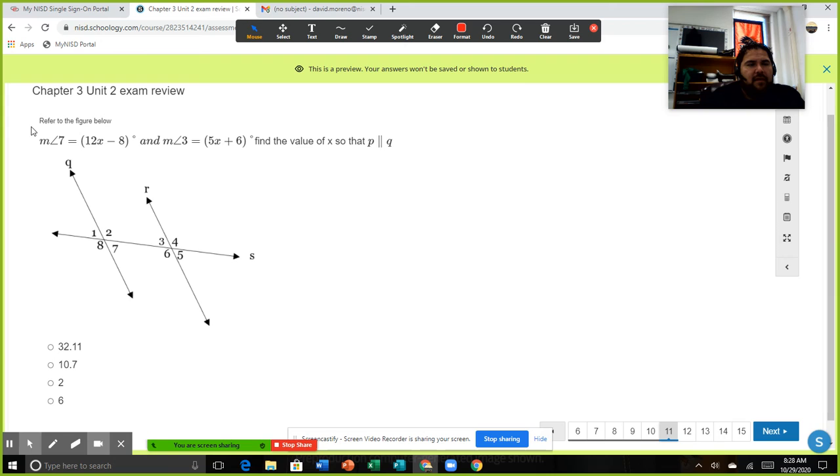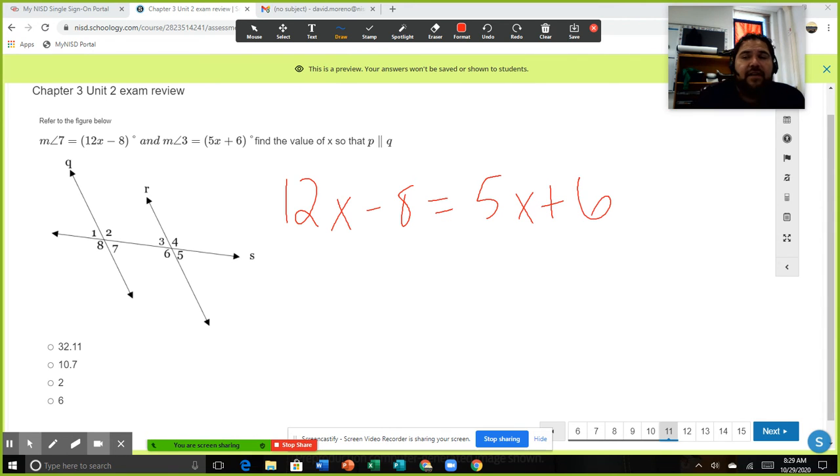Let's go to number 11. Okay, it says the measure of angle 7 is 12x minus 8. The measure of angle 3 is 5x plus 6. Look at these two angles. They're both acute. That means they're congruent. They're alternate interior angles. Alternate interior angles are congruent. So what does that tell me? That tells me that 12x minus 8 is equal to 5x plus 6 because the definition of congruency means equality.